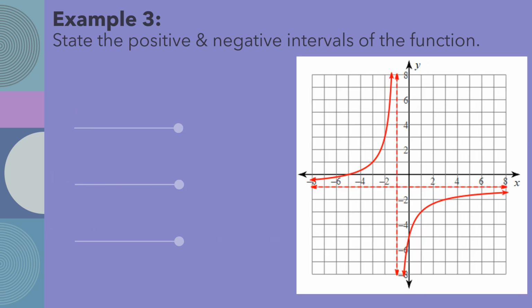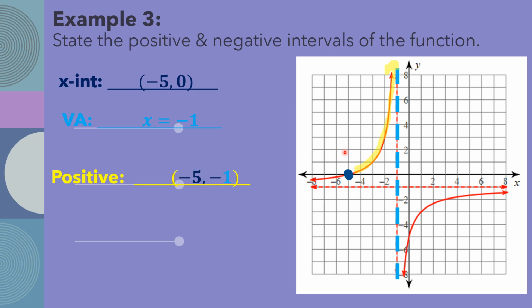Number 3, state positive and negative intervals of your function. Determine your x-intercept at x equaling -5. Determine your vertical asymptote at x equaling -1. Determine where the function is above the x-axis. The section between -5 and -1 is where your function is positive. All other portions of the function are negative, from negative infinity to -5, and from -1 to positive infinity.